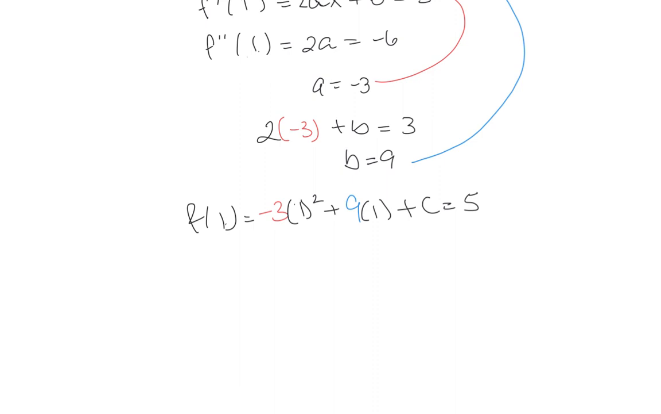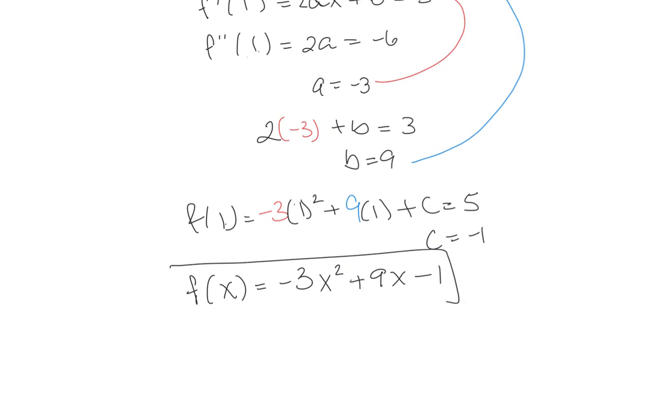So I have negative 3 plus 9, which is 6, plus c, subtracting 6 from both sides. c has to be negative 1, so here's my function. f of x has to be equal to my a, which is negative 3x squared, plus my b, which is 9x, plus my c, which is negative 1, and there it is.